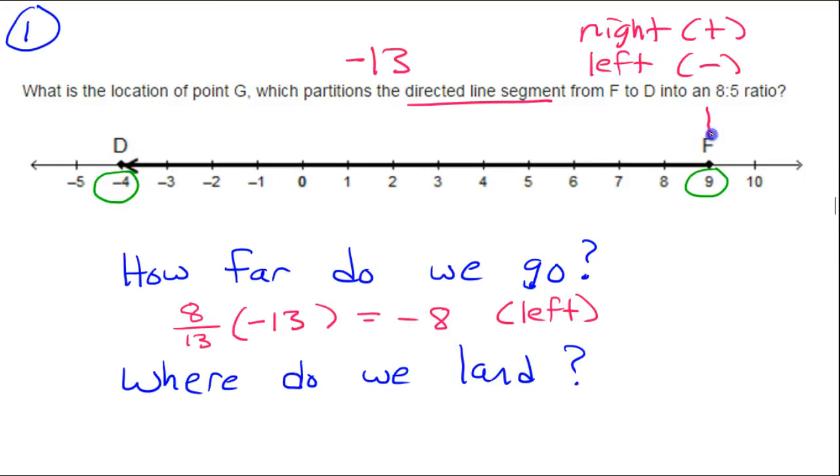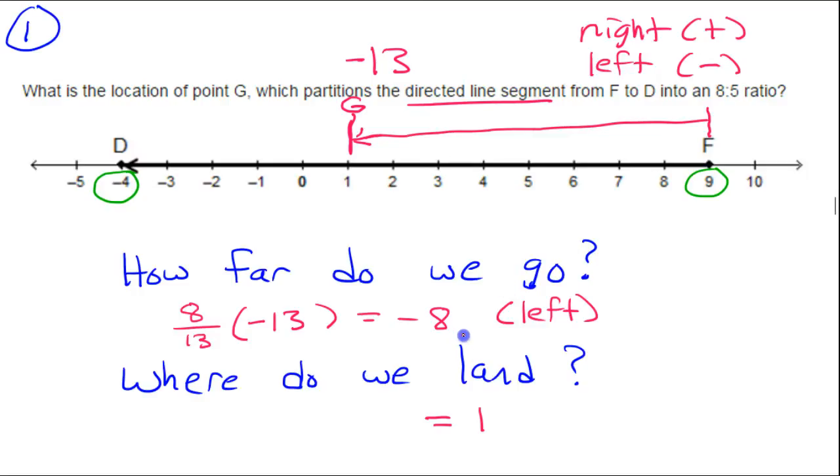So if I start here at 9 and I move negative 8, that would be 1, 2, 3, 4, 5, 6, 7, 8. So that's going to put us here at 1. So that's actually going to answer the question of where do we land. We landed at 1, and that's going to wind up being the final answer because that is the location of this point G. However, again, you see me counting. We're not always going to be able to count. Sometimes these will be decimals and fractions. So we need another way to figure out the location other than counting.